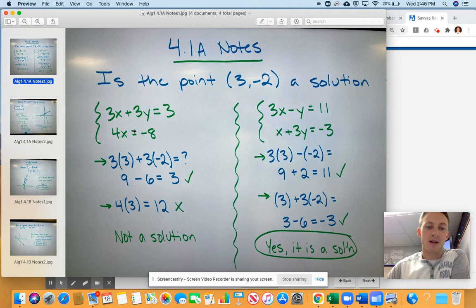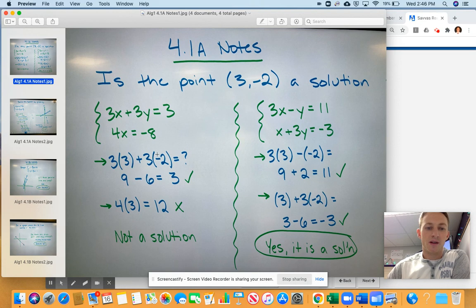Now we got to check the second equation. So we have 4x equals -8. Notice we only have an x value, not a y value, so we're only going to plug in the x to this x. So instead of 4x, we have 4 times 3, and 4 times 3 equals 12. So does this 12 match up with this -8? Absolutely not. So this does not count. Both of these have to be true for it to be a solution. This is not the case.